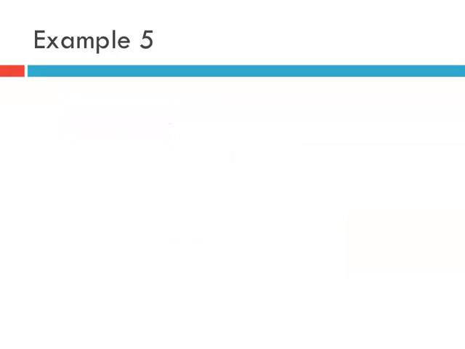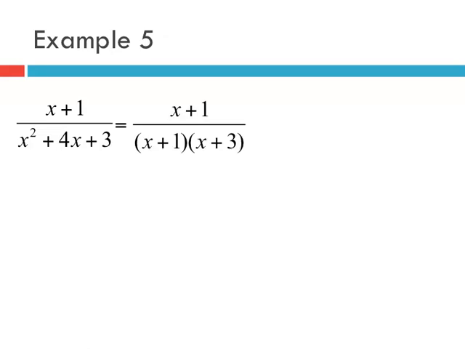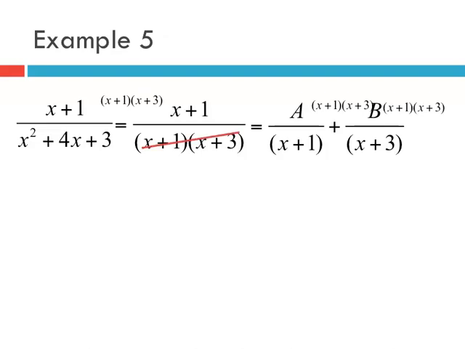One last example. x plus 1 over x squared plus 4x plus 3. So start by factoring. So that would be x plus 1 and x plus 3. Write the 2 fractions, so that would be a over x plus 1 plus b over x plus 3. Multiply through by x plus 1 and x plus 3. Cancel things out. We're left with x plus 1 equals a times x plus 3 plus b times x plus 1.